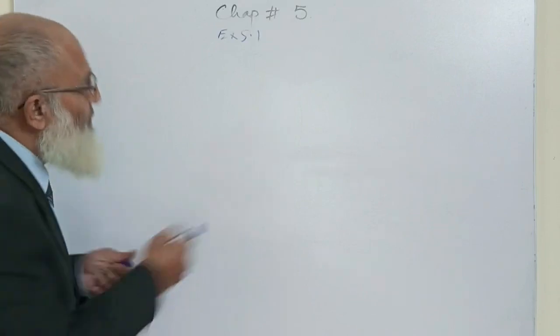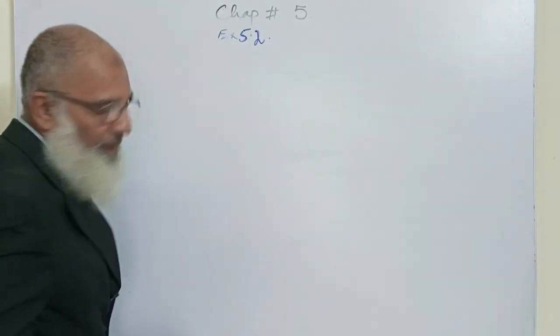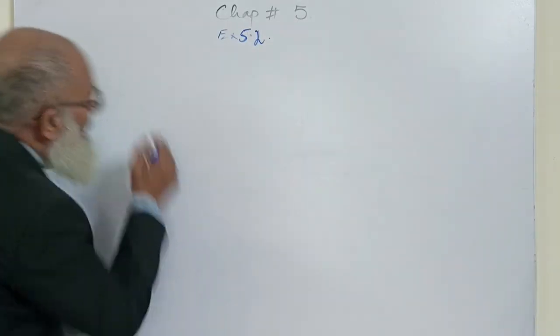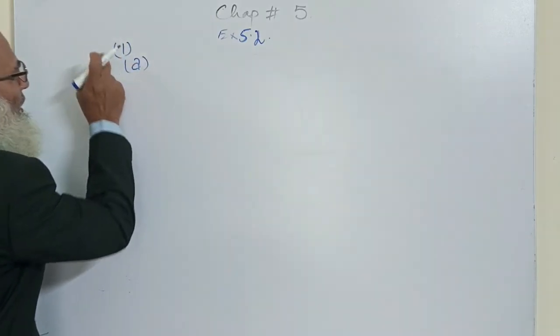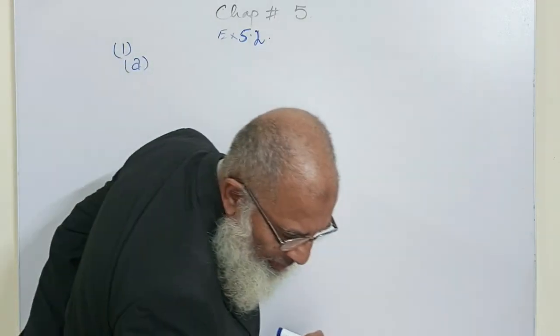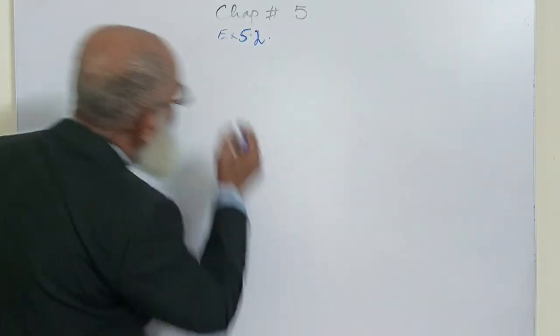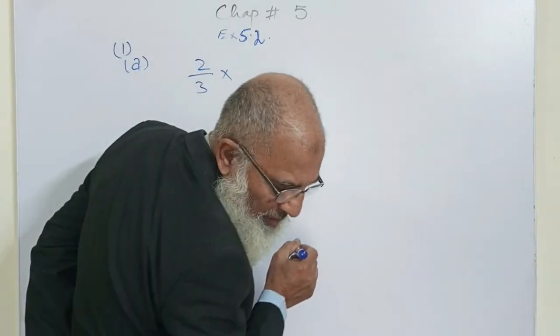Exercise 5.2 is over. So we will be doing exercise 5.2 now. Similarly, it is very easy. Let me do question number 1, part A. Now, part A says evaluate each of the following. Evaluate each of the following. Now, this is given 5 by 9.